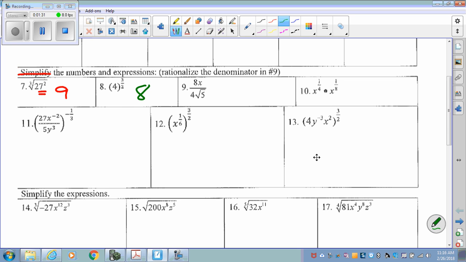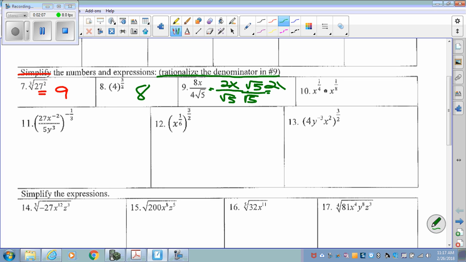Alright, and now I have numbers and variables. It says to rationalize the denominator in number 9. So I've got h divided by 4, so that's going to be 2. Alright, and then my x is just going to be x. Alright, but now to rationalize the denominator, I'm going to multiply the top and bottom. I don't want to have a radical in the denominator, so I'm going to multiply the numerator by the square root of 5 and the denominator by the square root of 5.